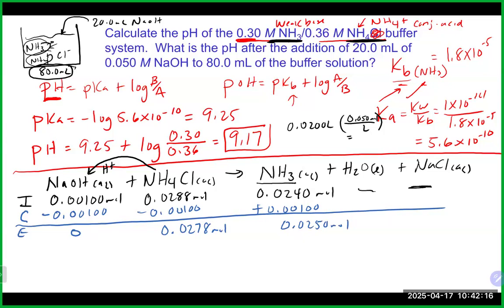Now, again, if you're really not sure what's going on at this point, you could always use your ICE table to help you maybe figure it out. Basically, what we have left is ammonia. We have ammonium chloride.